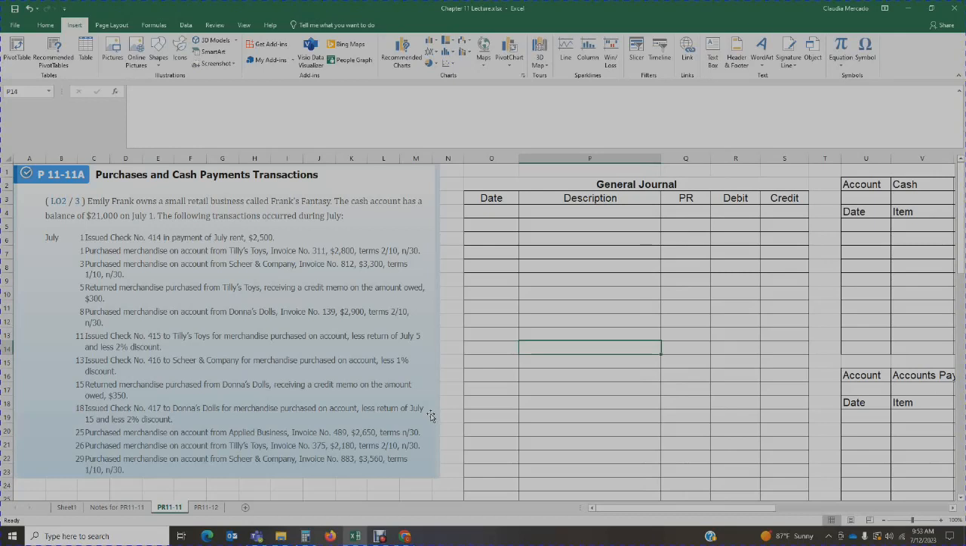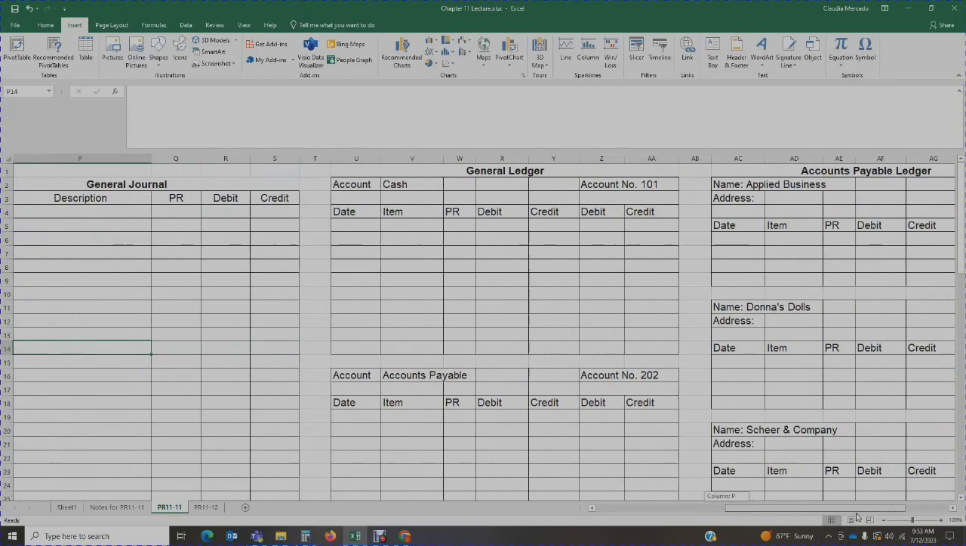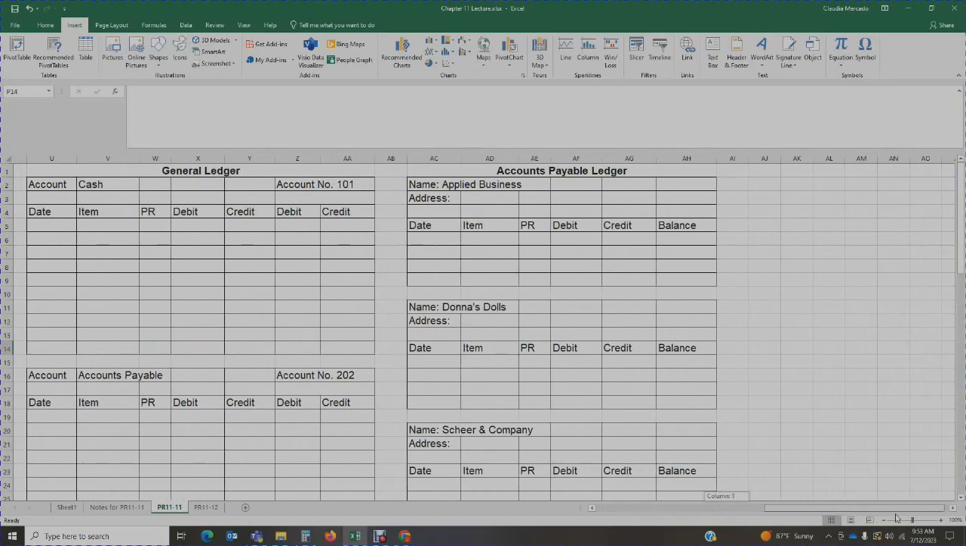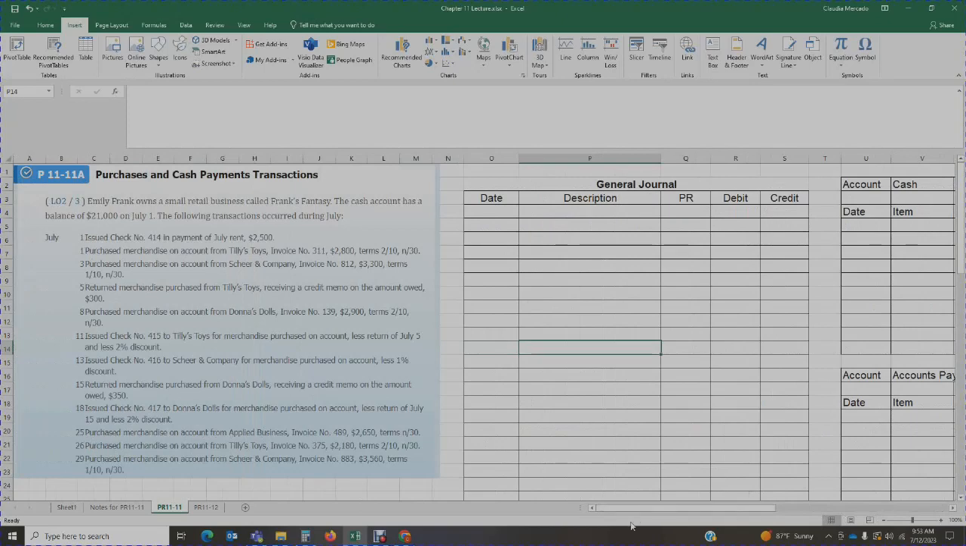We're going to be posting those journal entries into the general journal. Then we're going to be transferring the information to the general ledgers, and then we're going to be posting the information as well to the accounts payable subsidiary ledgers. So it's going to be a lot of information that you're going to be seeing throughout the different homework problems, all covered in one problem. That way you have a better understanding of how the flow of information happens. So I warn you, this is going to be a long lecture.